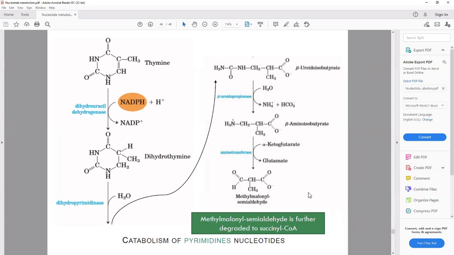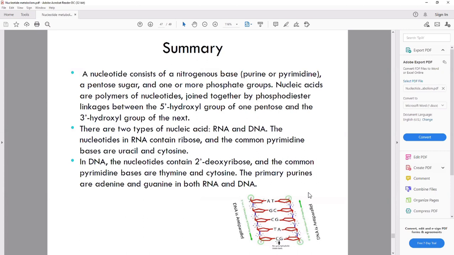So this end product of the pyrimidine nucleotide is further degraded to succinyl CoA. Succinyl CoA is the intermediate of the TCA cycle. So later it can enter the TCA cycle for further reactions. Okay, so this is the summary. Before we go to the summary, do you have any questions?